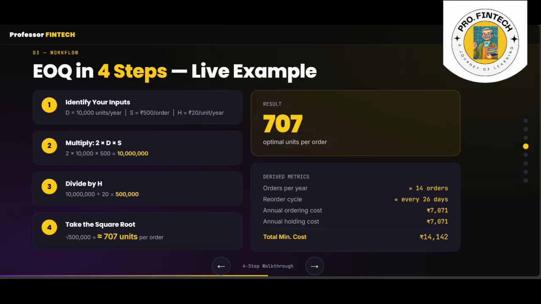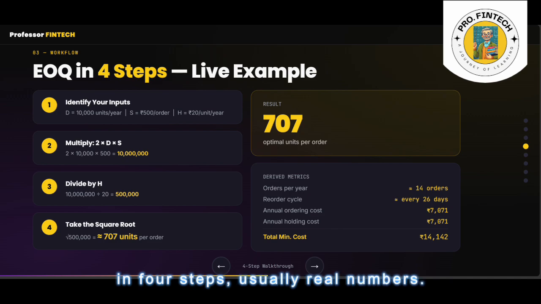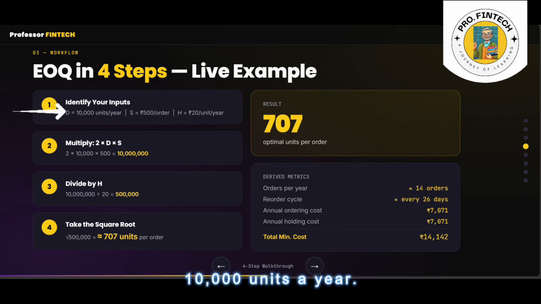Step-by-step calculation. Let's actually do the math together, live in 4 steps, using real numbers. D is equal to 10,000 units a year. S is equal to rupees 500 per order. H is equal to rupees 20 per unit per year. Step 1. Identify your inputs. We just did that.